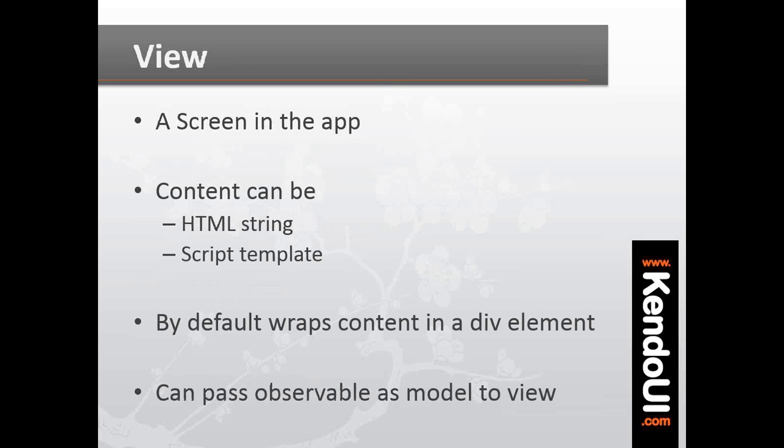A view. What is a view? A view is nothing but a screen in the app. The content of a view can be an HTML string or a script template. You can build up a string at runtime and then inject it into the view, or you can create a script template and say, at runtime when somebody asks for this route, take this script template and inject it into the view. Both are possible. By default, it wraps content in a div element. If you want to change it, you can. We can pass an observable as a model to the view. You have a view, and the view needs a model to work with. So you use observables, and then you pass it on. That's how you work with a view.